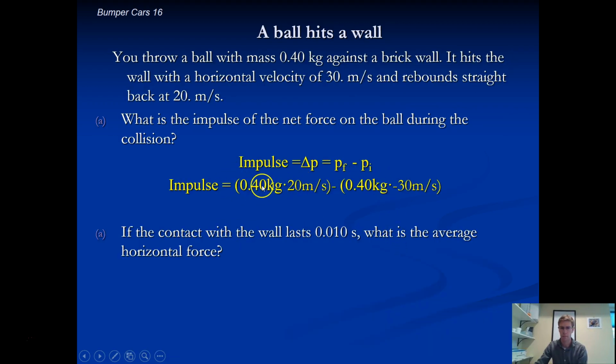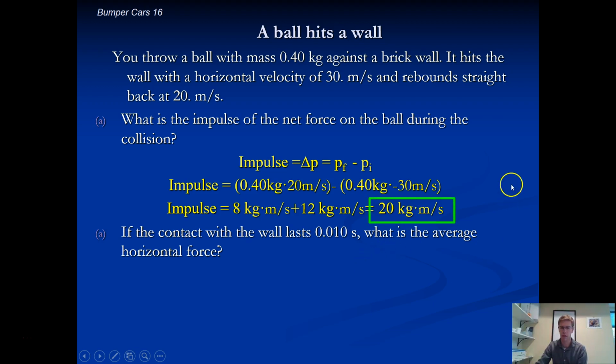So my mass, 0.4 kilograms, times my final velocity is going to give me a positive 0.4 times 20, that's a positive 8 kilograms times meters per second. And then my initial momentum is going to be 0.4 times negative 30 meters per second because it's going in the negative direction. And so that should give me a negative 12 kilograms times meters per second, but since it's minus a negative, it becomes a positive. So I have 8 plus 12 kilograms times meters per second, and so my total impulse is a box-worthy 20 kilograms times meters per second.